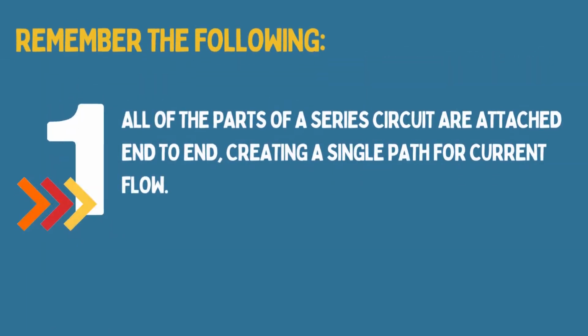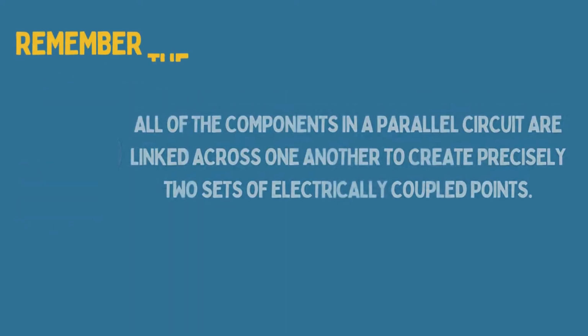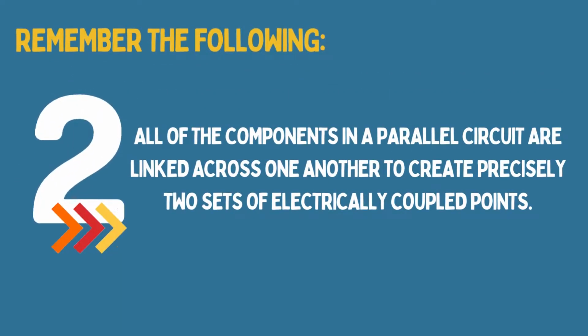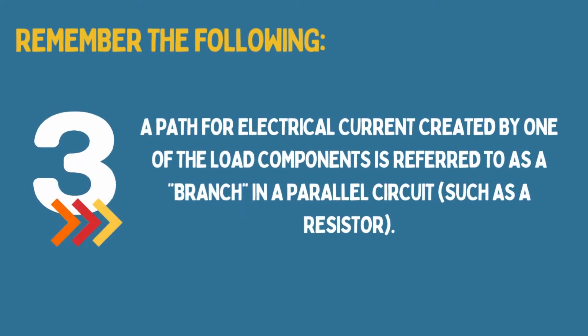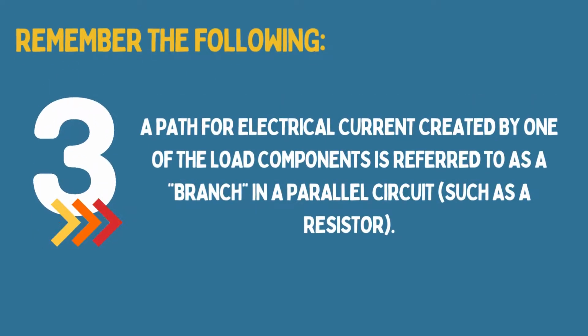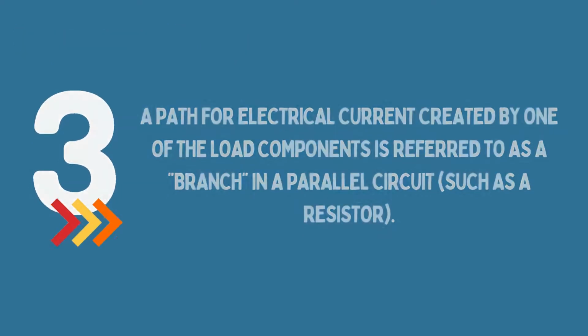All of the parts of a series circuit are attached end to end, creating a single path for current flow. All of the components in a parallel circuit are linked across one another to create precisely two sets of electrically common points. A path for electrical current created by one of the load components, such as a resistor, is referred to as a branch in a parallel circuit.